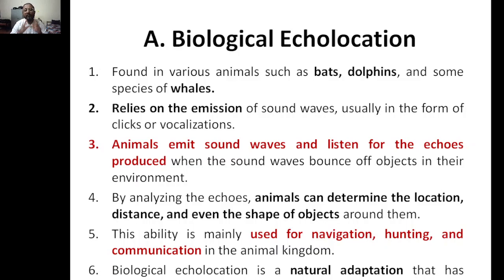The first point: found in various animals such as bats, dolphins, and some species of whales. This particular echolocation property relies on the emission of sound waves, usually in the form of clicks or vocalizations.